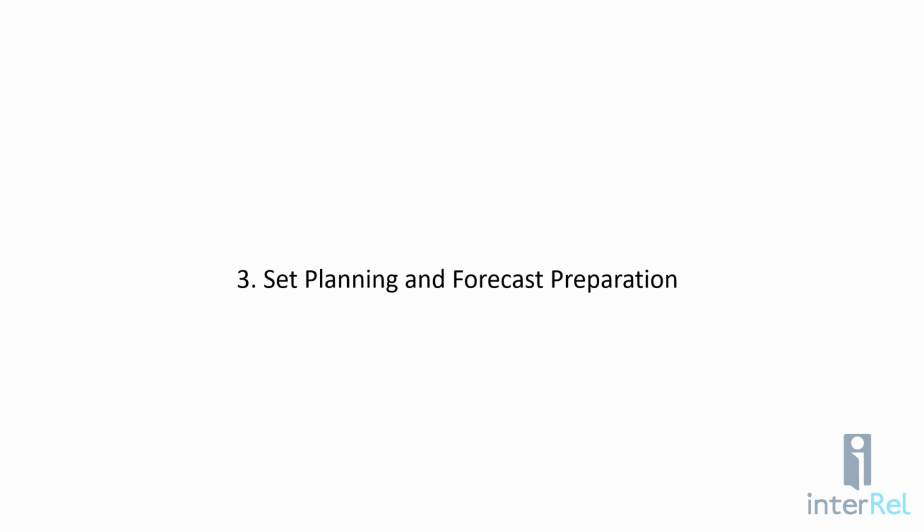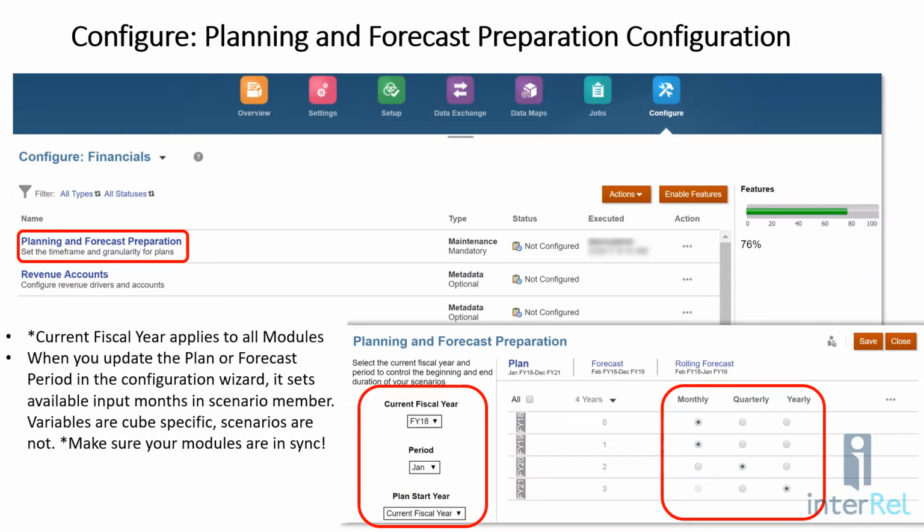Step 3. Set planning and forecast preparation. After we log back into EPM, we navigate to the Financials configuration screen. We see the Planning and Forecast Preparation section. Click on Action, then Configure.